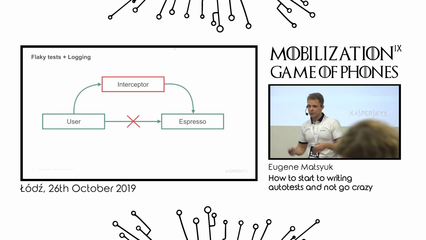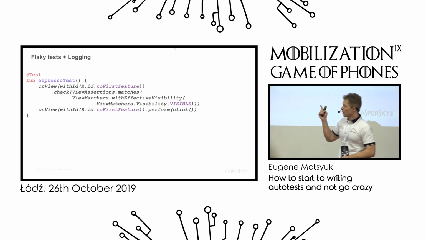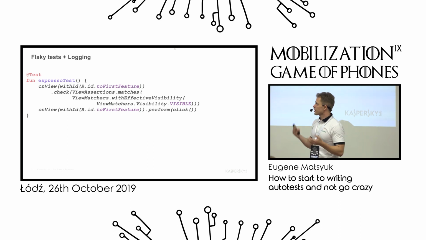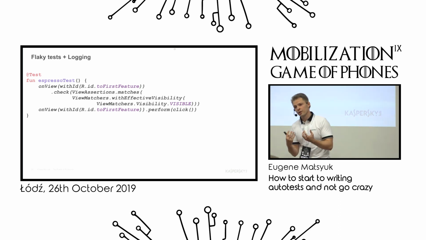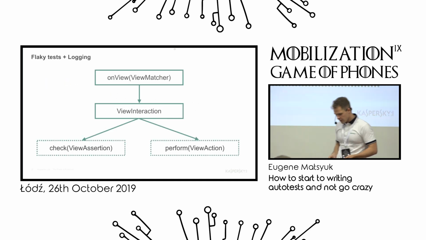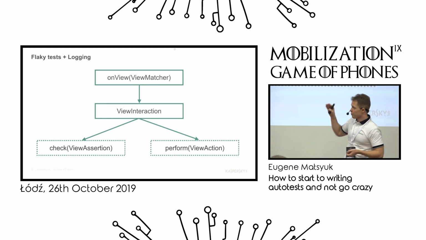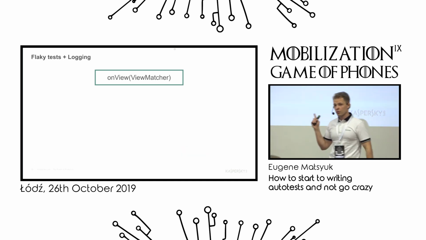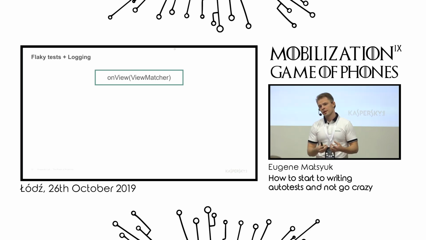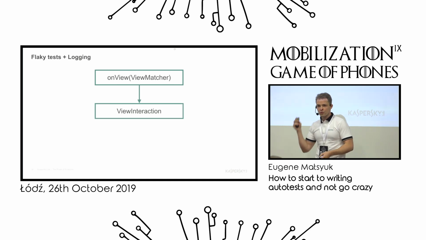To answer this question, let's dive into Kaspresso. So, here is our example, our test written with Kaspresso, and let's convert this test into a block scheme to simplify our perception of Kaspresso, like this. Yeah. So we're going to consider it step by step. Don't worry. First of all, it's an onView method with a view matcher passed as an argument. And the onView method is responsible for getting a special class describing the view with which you are working now. And the name of such class is ViewInteraction.